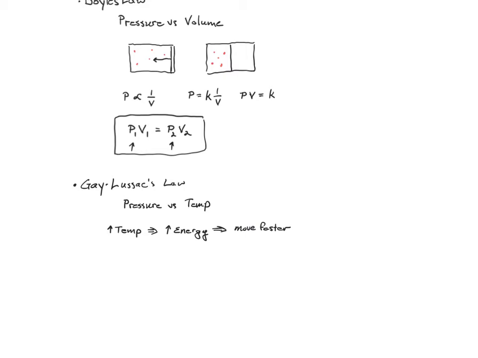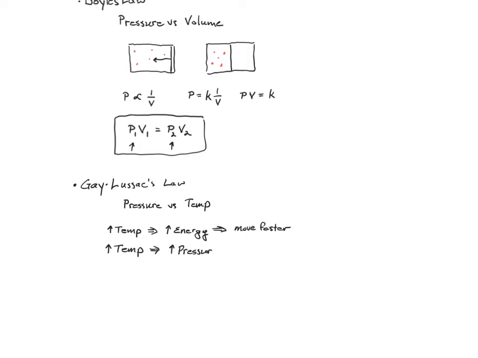Okay, so we increase the temperature of a gas, it's going to move faster. We decrease the temperature, it's going to move slower. The faster the gas moves, the more frequently it's going to collide with the walls of its container. The slower it is, the less frequently. Okay, so what we would expect then is that an increase in temperature will lead to an increase in pressure.